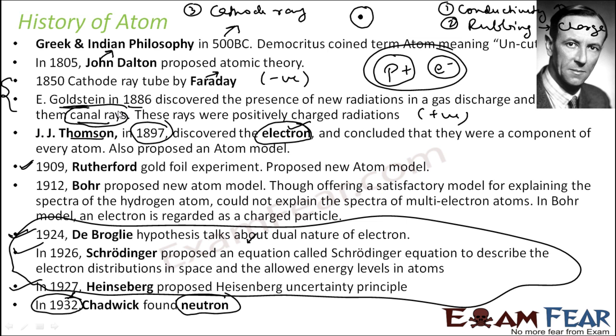Then Goldstein found positive ray, the canal ray. Then Thomson found electrons. First electron was discovered by Thomson in 1897, and he also gave a model which was not correct. Then Rutherford gave a model, then Bohr gave a model, and then finally we got a quantum model which we will study in the higher classes. And then finally, very late in the game, Chadwick found neutrons, and it was neutral in charge. Nobody bothered. Since it is very small, it is very difficult to find. Finally, in 1932, neutron was discovered.